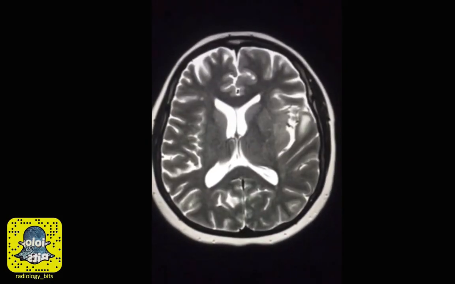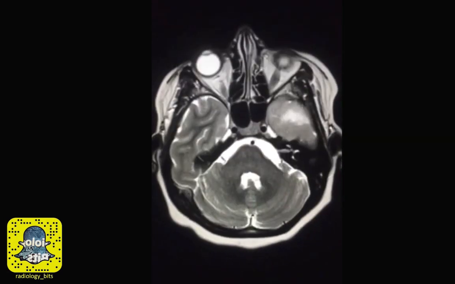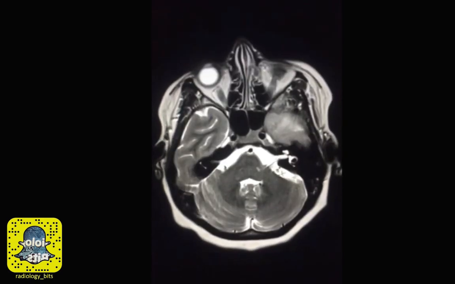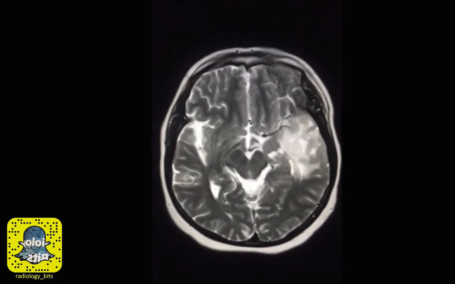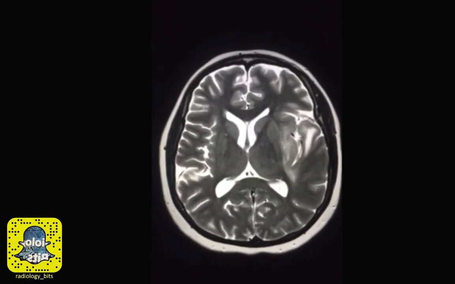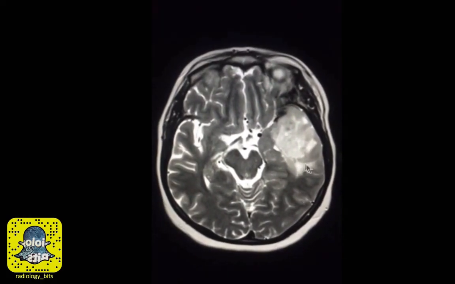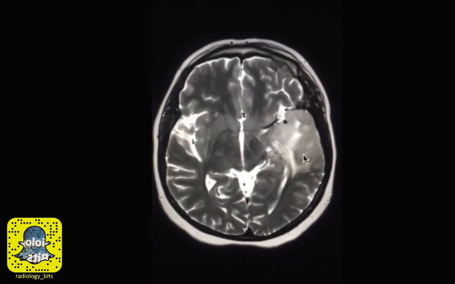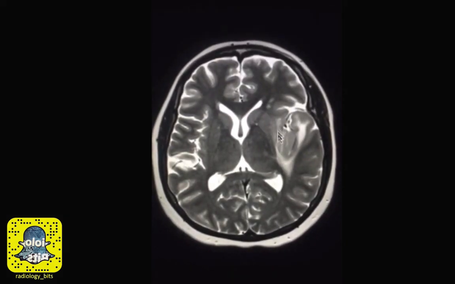This is a 45-year-old female who presented with recurrent seizures. Here's another look. The abnormality is obviously centered on the temporal lobe on the left. The lesion also extends all the way up to involve the insula and the external capsule.